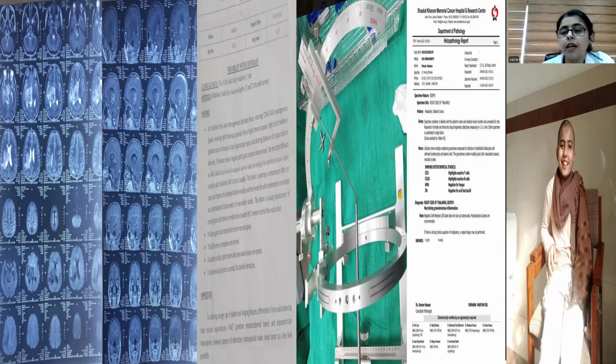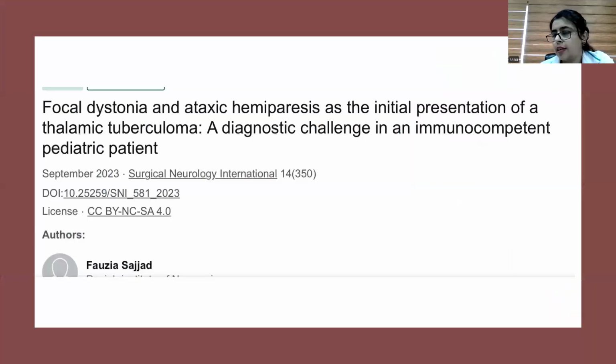The patient was lucky. It turned out to be a granulomatous inflammation, and we started her on a short course of steroid along with ATT, and she is in our follow-up. After 2 years, this lesion has vanished on the MRI, and she is fine. The dystonia has improved, although with some residual weakness in her right arm. So we even published this case in Surgical Neurology International, a case of focal dystonia and ataxic hemiparesis as the initial presentation for thalamic tuberculoma. She was immunocompetent, not immunocompromised, and there was no family history of tuberculosis.